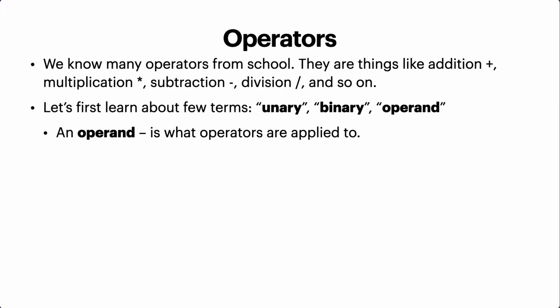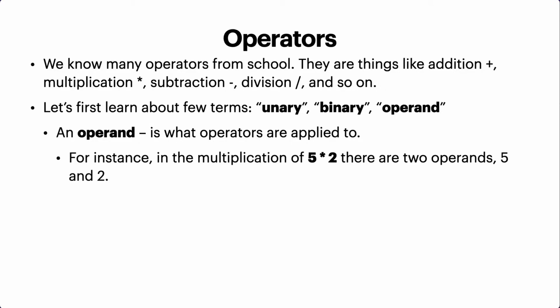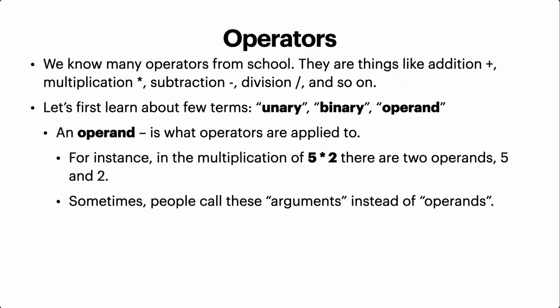So let's just talk about operand. An operand is what operators are applied to. For instance, let's say we have two numbers, 5 and 2. So there are two operands, 5 and 2. Basically the first number 5 and the 2, these two are operands. And the middle thing that you see here is this multiplication sign. And this is called the operator that has been applied to these two operands. Sometimes people call these arguments instead of operands. So it's really your preference what you would usually call it, but most of the time people call them operands, and you can just use them interchangeably.